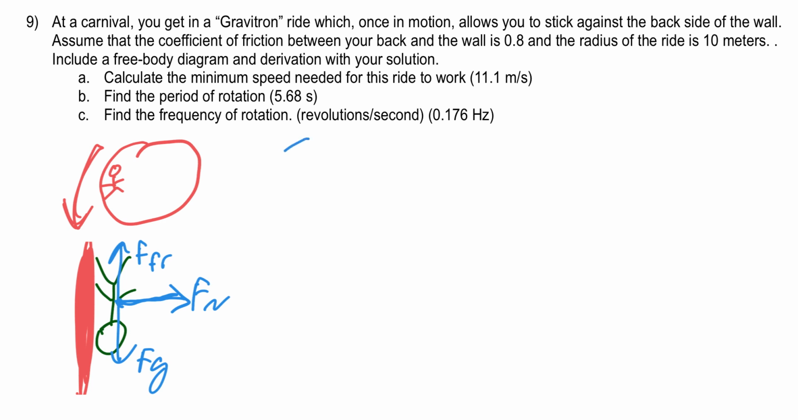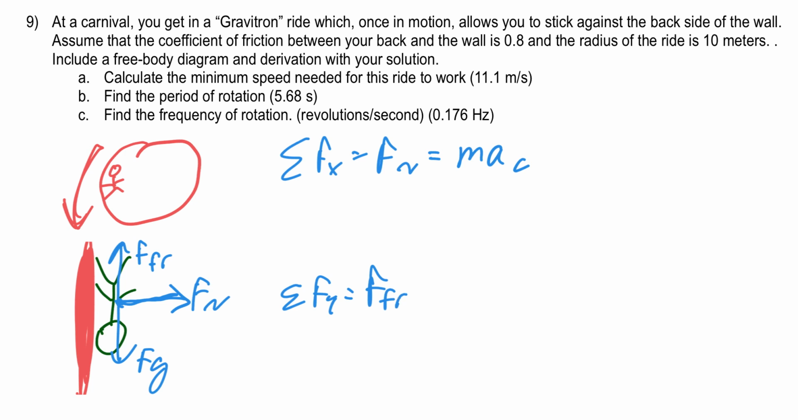So if we do our summation, in the x direction we have just the normal force. That equals m a_c. That's what keeps us in the circle, right? And in the y direction, we have friction that's keeping us from falling. Friction minus mg equals ma equals 0. So basically friction has to balance out with the force of gravity to keep us from falling.